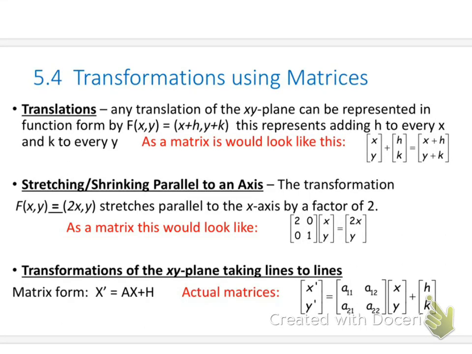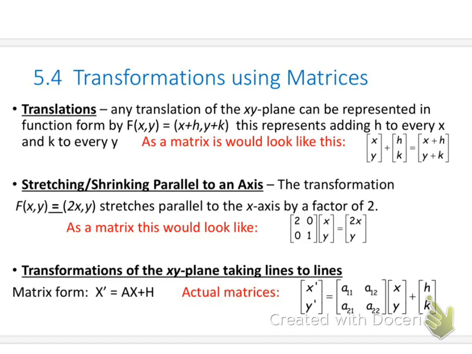Okay, in this second video on Chapter 5, we started out talking about transformations using matrices. So, for example, a translation, if you slide something or move it or add something to it, that's the non-technical approach to the definition of that. But a translation technically is any translation of the XY plane. You can represent it by the functional form of this. So here's your functional form.